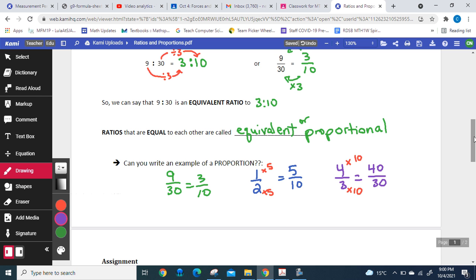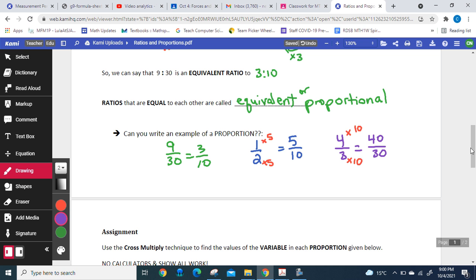So your next page in your handout is one in which you get to practice doing those things.